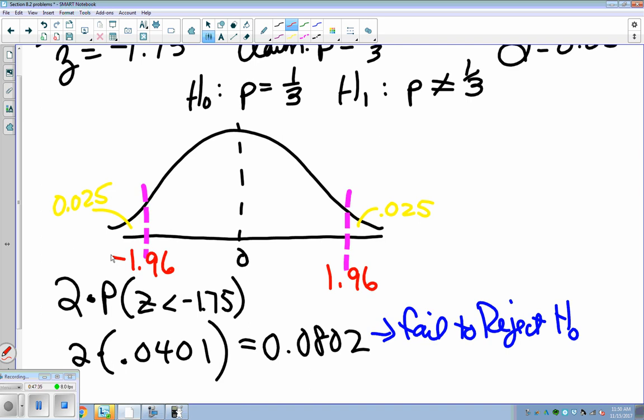Say that again? But I will ask you for both. When I lead you down on your test, I'll say, state the claim in symbolic form, give me the null hypothesis, give me the alternative hypothesis, what is your p-value? What are your critical values? And then you'll decide to reject or fail to reject, and then you'll have to write your conclusion. Okay?